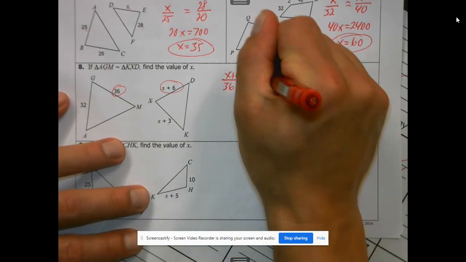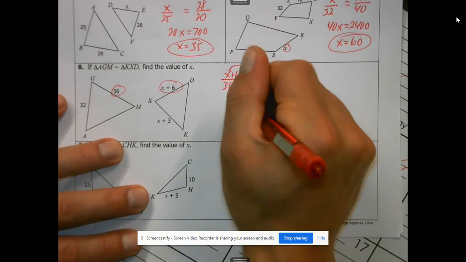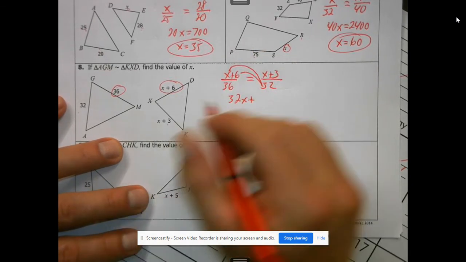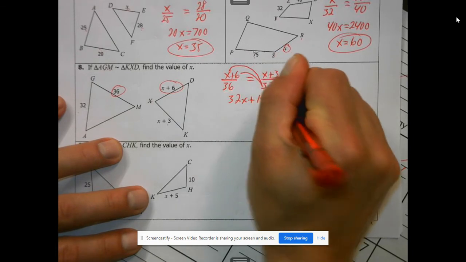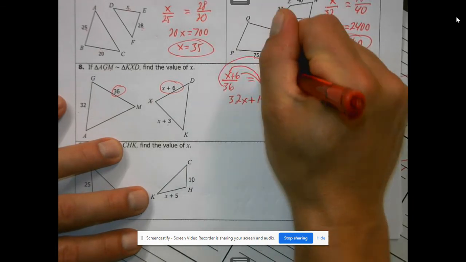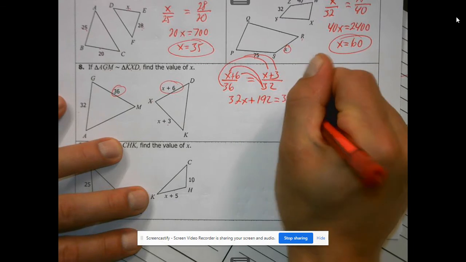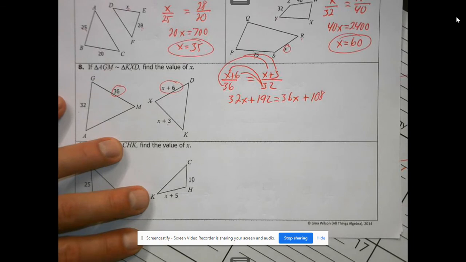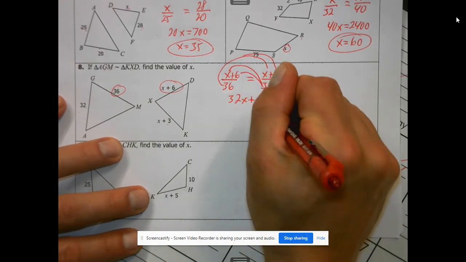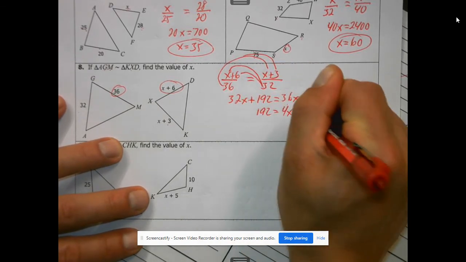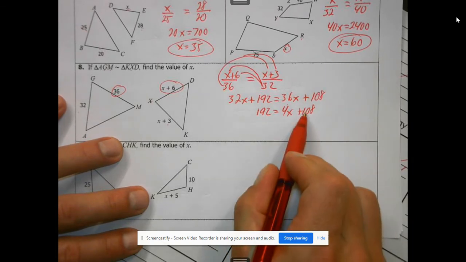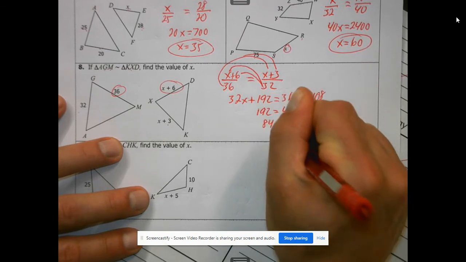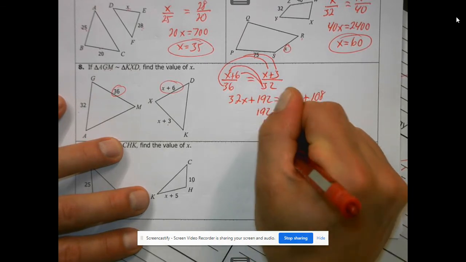Cross multiply. 32's got to hit both pieces. So I have 32x plus 192 equals the other way. Remember, 36 has to hit both of those guys. So 36x plus 108. Subtract 32x from both sides. Subtract 108 from both sides. Divide both sides by 4. X is 21.